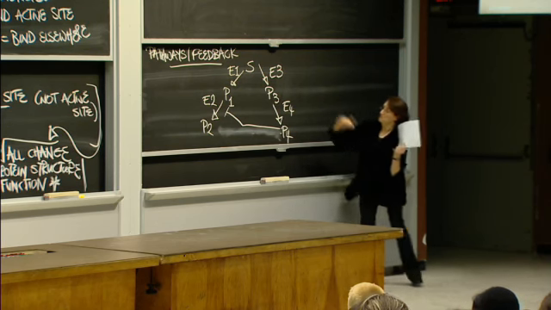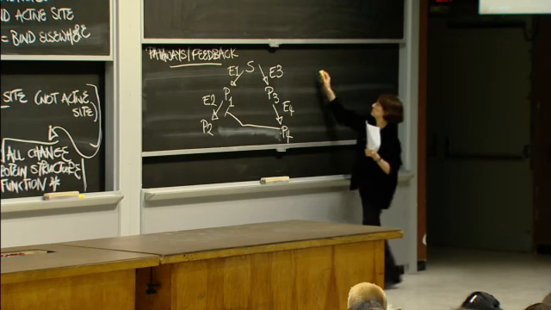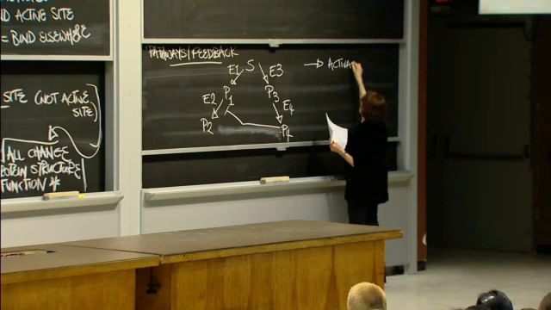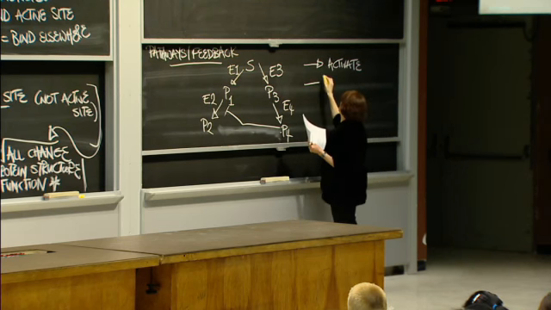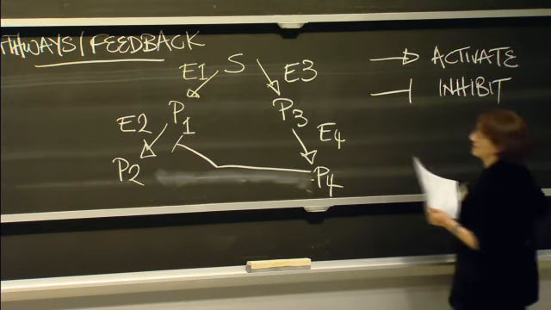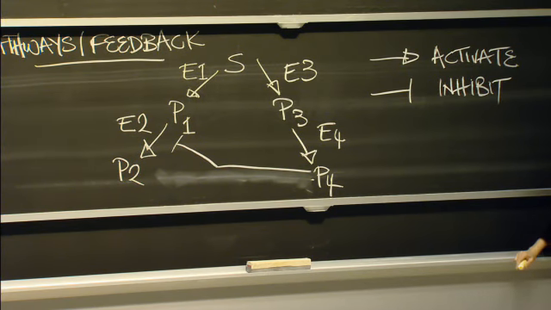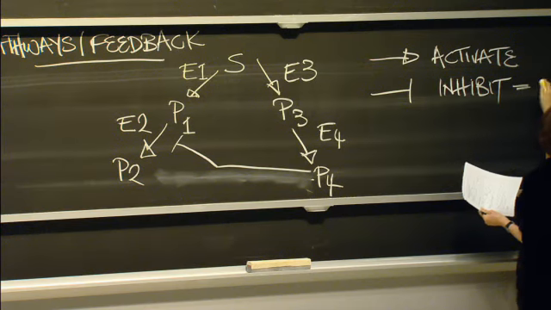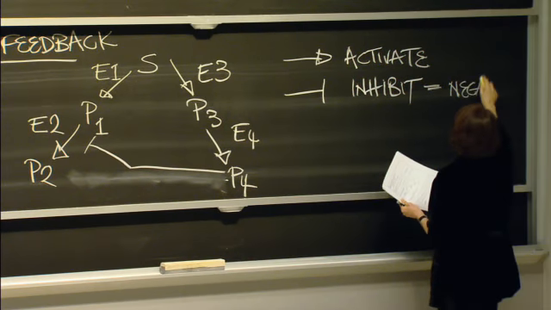And this nomenclature is as follows. An arrow means activate, and what's called a T-bar means inhibit. And these are very standard nomenclatures in biology that you should know. So this T-bar here is inhibit. It's also called negative feedback.